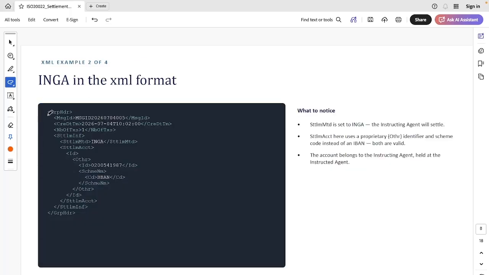Again, we need to look at the group header, and then we need to go inside the settlement information. Now, inside the settlement information block, we have the settlement method. So here it's INGA. That clearly tells us that the instructing agent will settle using the account with the instructed agent. Now in the settlement account section, instead of IBAN, the example uses other, meaning another type of identifier.